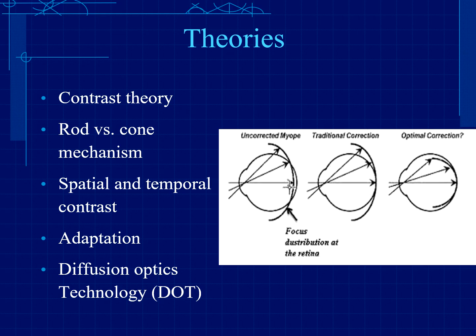The contrast theory explains that myopia may increase due to lack of contrast of the object. It means if the contrast of the object that people see decreases, the risk of myopia would increase significantly. And the second theory is the rod and cone mechanism.